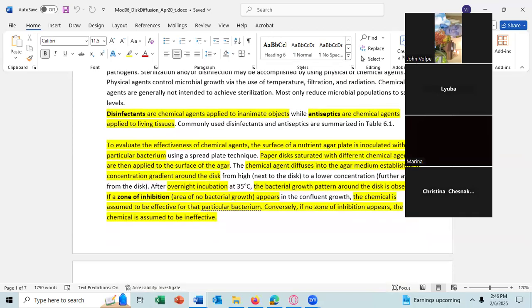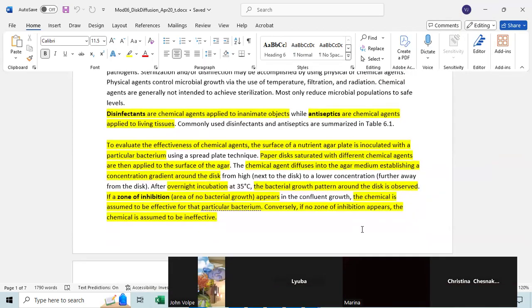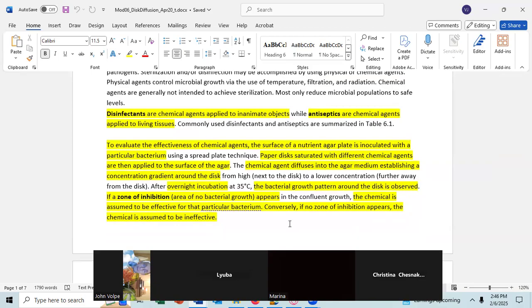Let me put that at the bottom here. So to evaluate the effectiveness of chemical agents, the surface of a nutrient agar plate is inoculated with a particular bacterium. A paper disc saturated with a different chemical agent is then applied to the surface of the agar. The chemical agent will diffuse out of the disc and into the agar, establishing a concentration gradient around the disc. You then incubate the plate overnight at 35 degrees, and then the bacterial growth pattern around the disc is observed.